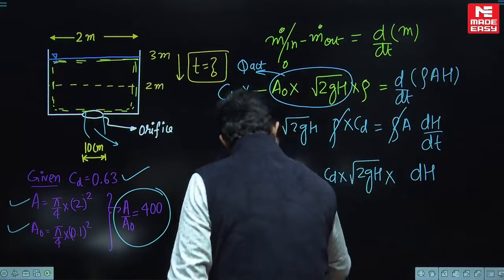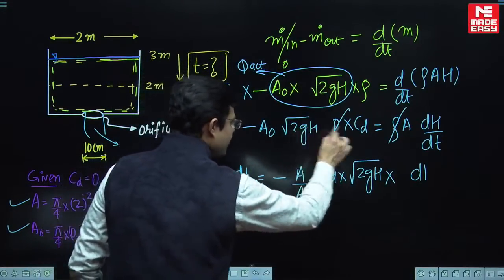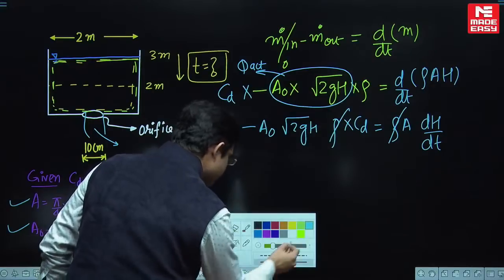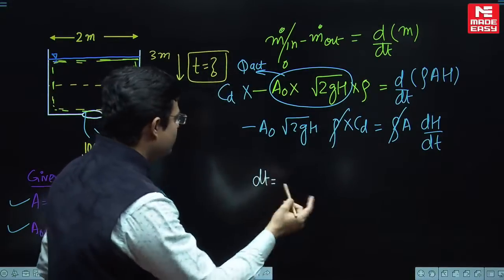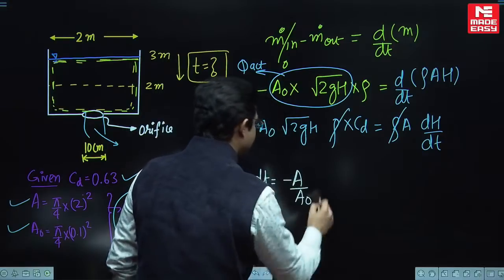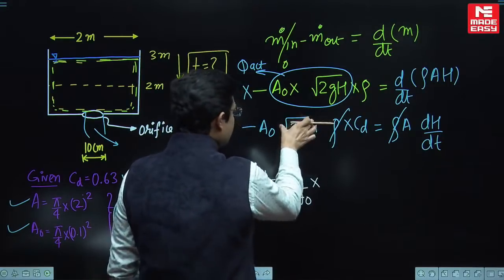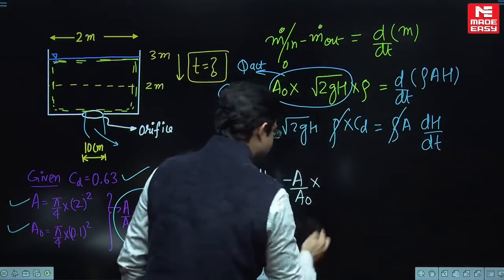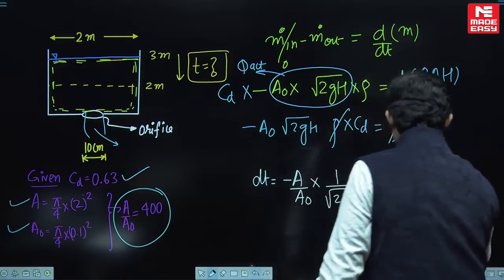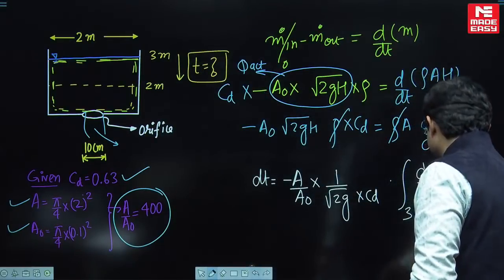There is this root h, because you need to integrate, so h you should take outside. Let me write this equation again. So you need to find the value of dt. This is going to be A by A naught with a minus sign into 1 divided by under root of 2g into CD, and this will be dh by root h, because h you need to integrate and it will come into the denominator. Integration of this will happen from initial height 3 to final height 2.